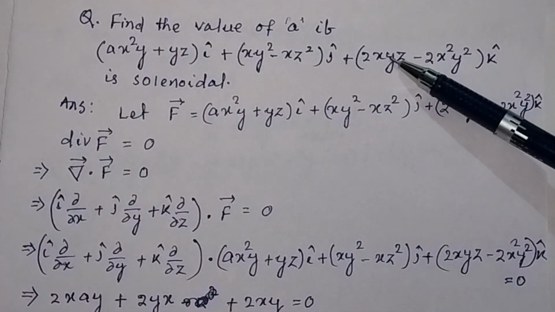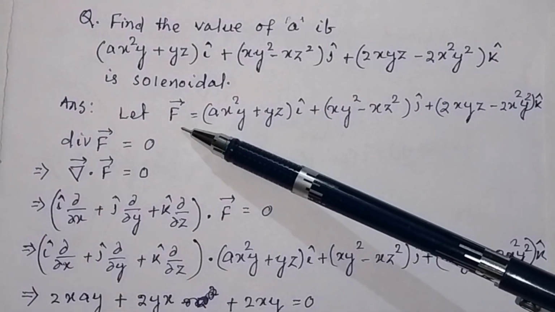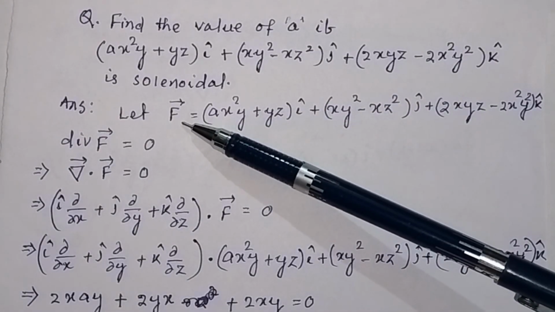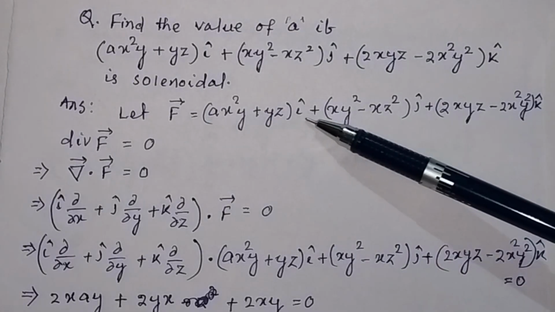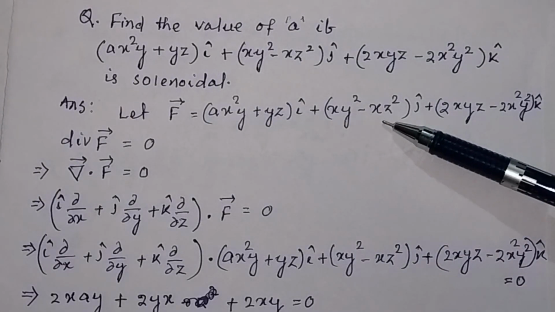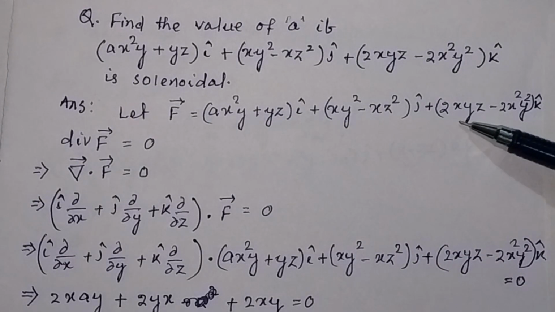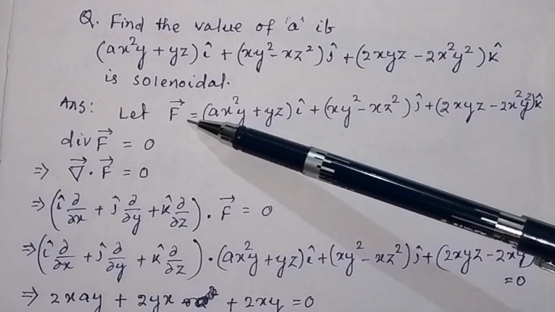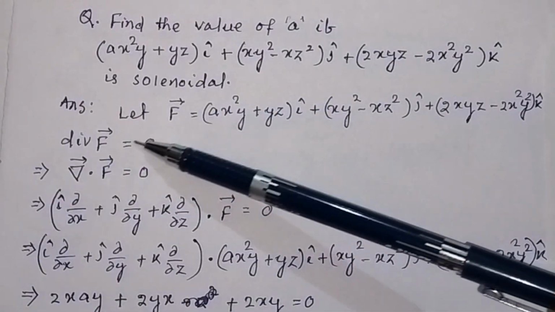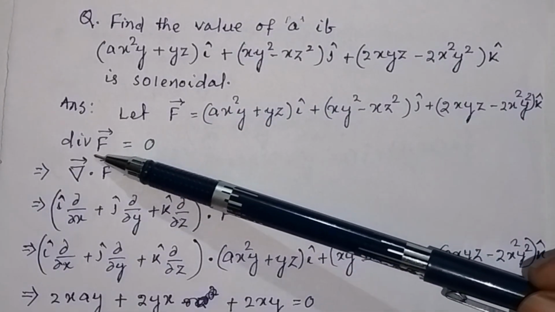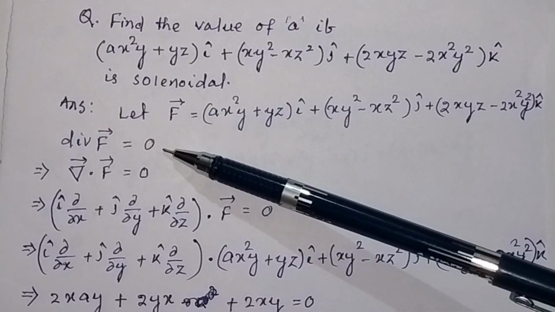Suppose the given vector in the question is the F vector. That means F = (ax²y + yz) î + (xy² − xz²) ĵ + (2xyz − 2x²y²) k̂. It is given that the vector is solenoidal, so the divergence of F, that is div F, is equal to 0.